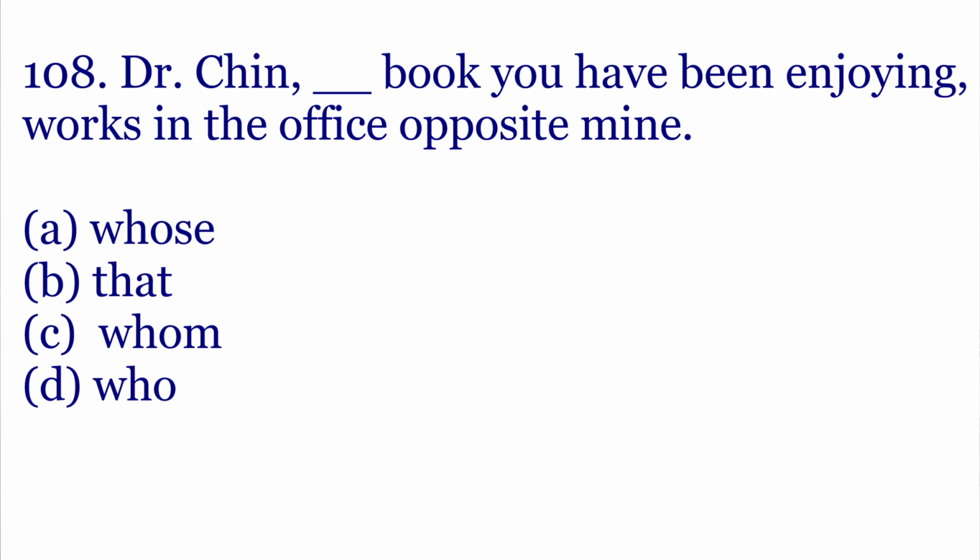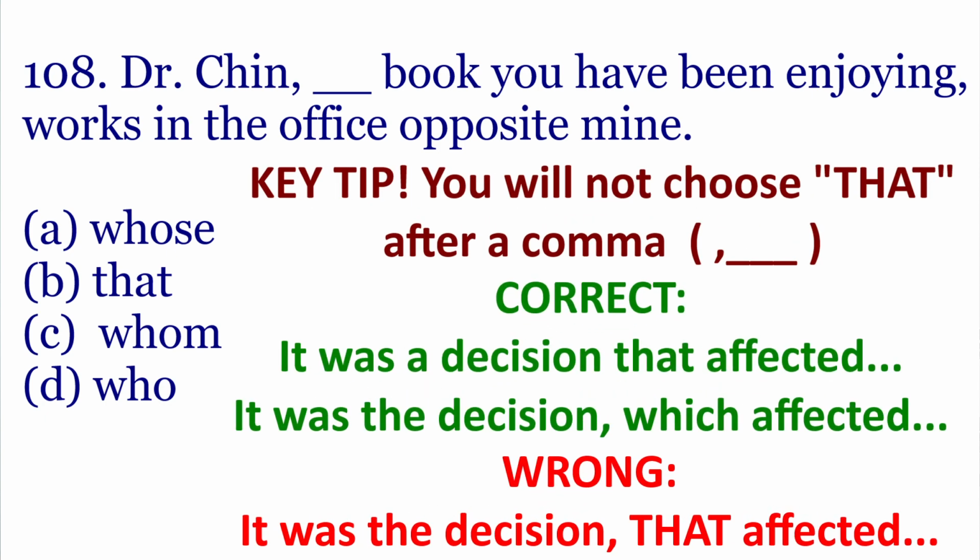All right, let's go to 108. Now here's a key tip for the TOEIC test. You will not put that after a comma. For example, you could say it was a decision that affected the whole country. But if you say it was the decision, comma, that affected the whole country, this is wrong. You will not have a comma before that. So we can eliminate B immediately.